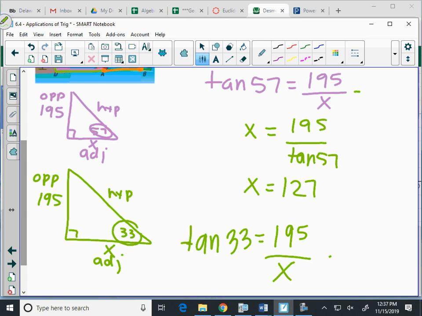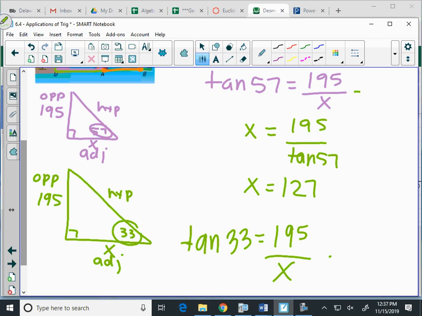The angle, right? The first one was tangent of 57. The second one was tangent of 33, but everything else stays the same. There's a shortcut there for you. When you have these double triangle problems, however you set up the first one, as long as you set it up correctly, the second one's also going to be set up that same way. You just have to swap out the angle.